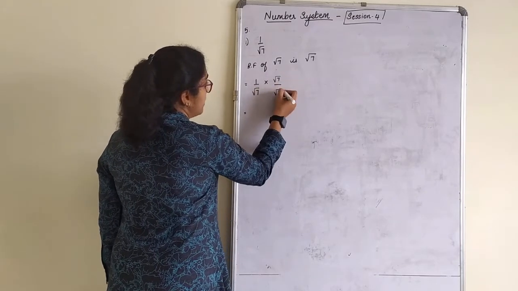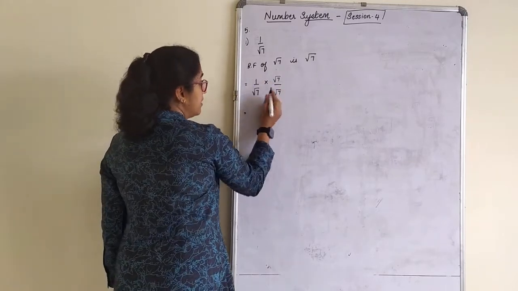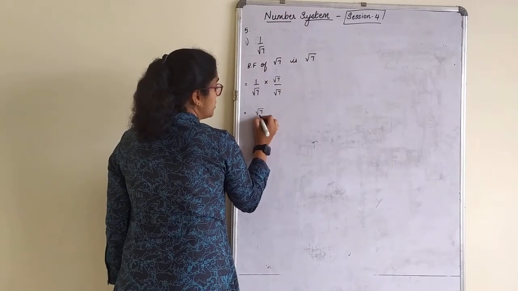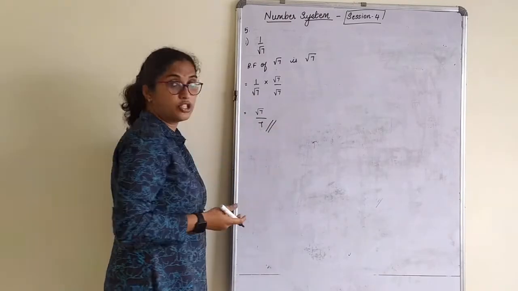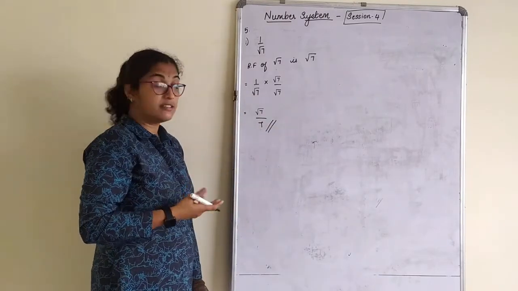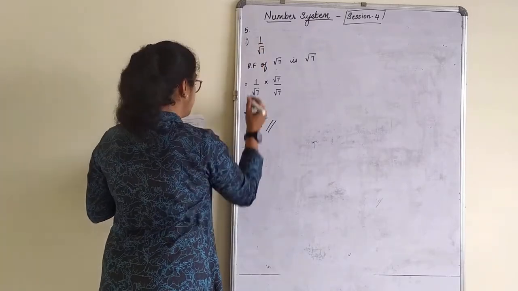Now don't cancel 7 and 7 again here, or this 7 and this root 7 here. It comes to the same thing. 1 into root 7, root 7. Root 7 into root 7 is 7. Over. That's your answer. That means we rationalize the denominator. First one is over, second one.